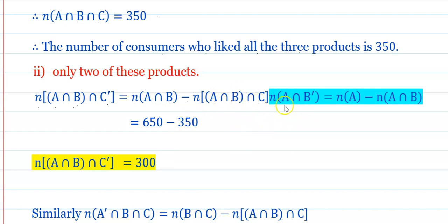We have seen such a formula. n of A intersection B complement is equal to n of A minus n of A intersection B. Similarly here, n of A intersection B intersection C complement is nothing but n of A intersection B, and what is the remaining? This total is remaining, that is minus n of A intersection B intersection C. 650 minus 350, then you will get 300. That means two are liked in this, the third is not liked.